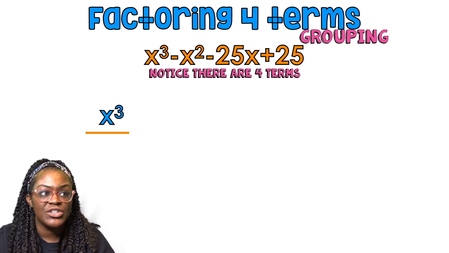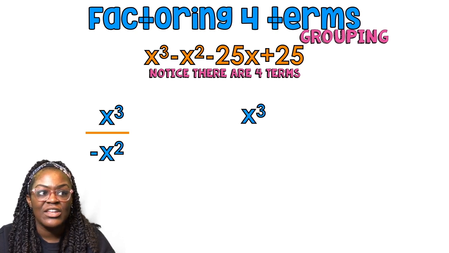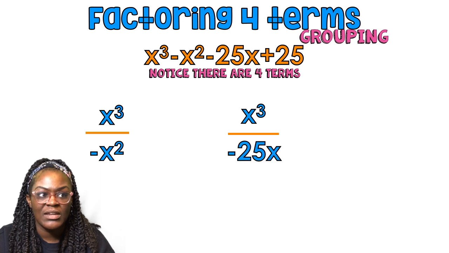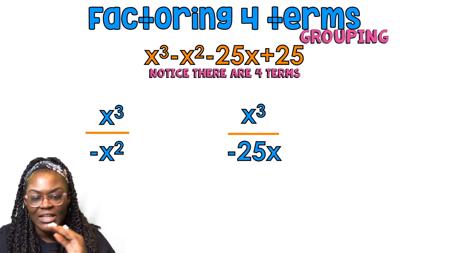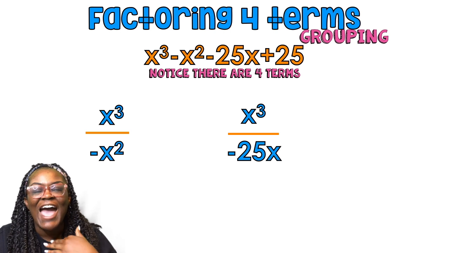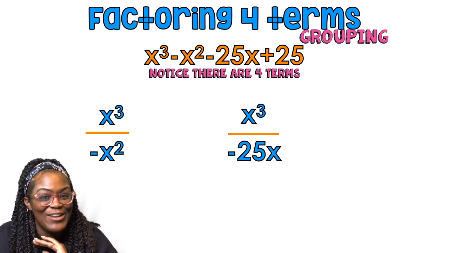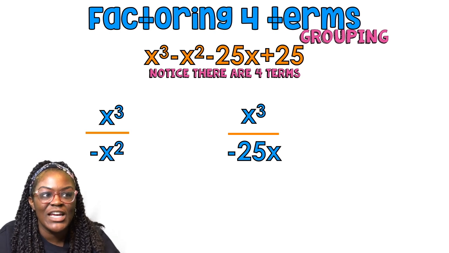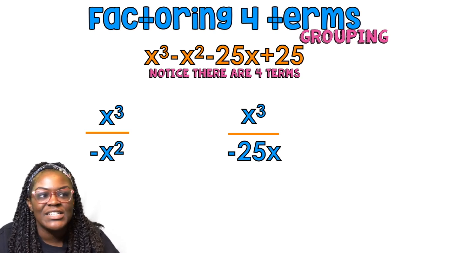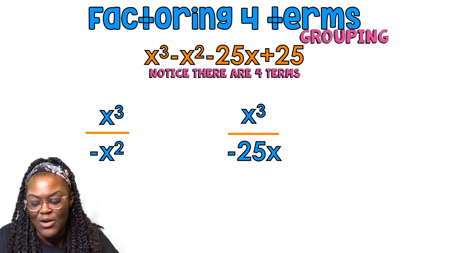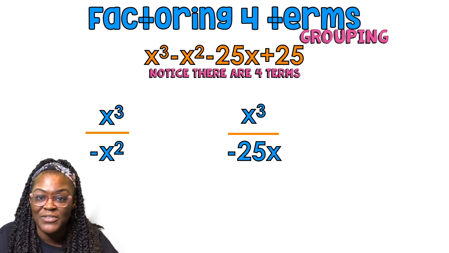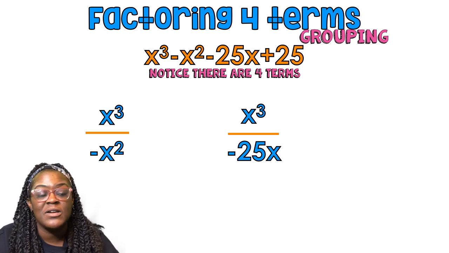Okay, so we're going to take x cubed and then the second term, negative x squared, you're going to put it on the bottom. And you're going to take x cubed again and then you're going to put the third term on the bottom, negative 25x. Let me just say, I have no idea why this method works. Not a clue. Because you don't even include the last term in it. I'm sure somebody way smarter than me has figured it out. All I know is that it works every single time.